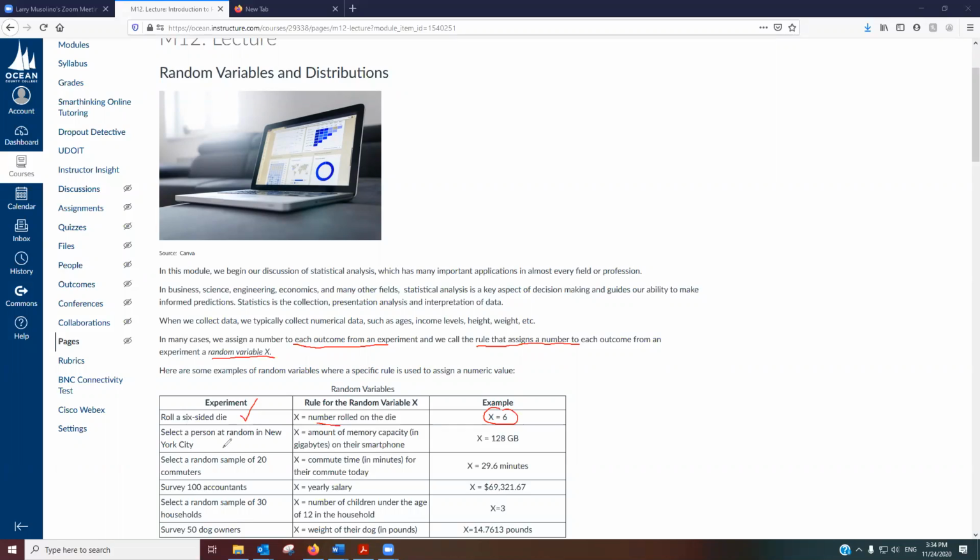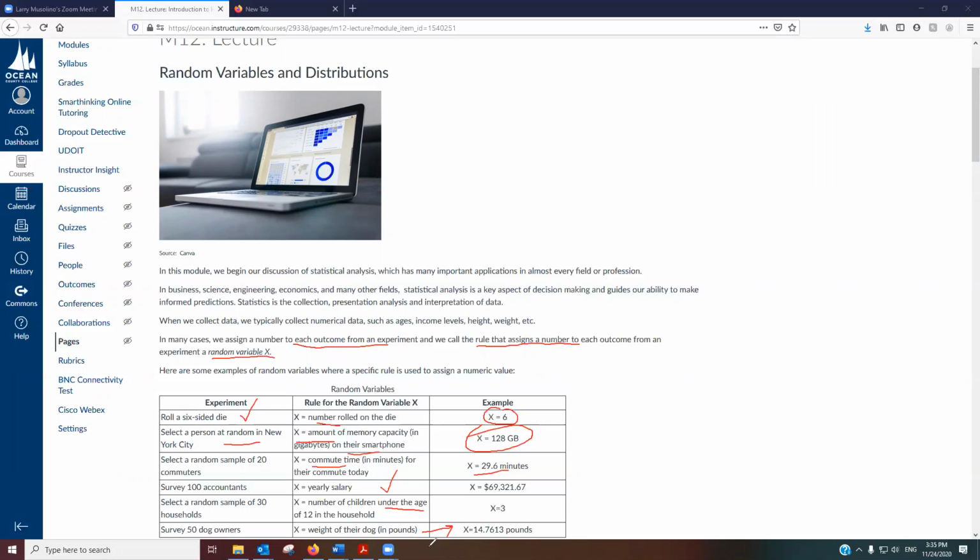How about if I select a person at random and X is the amount of memory on their smartphone? So maybe X is 128 gigabytes, for example. Maybe X is the commute time in minutes for people to commute to work. Maybe X is the yearly salary. Maybe X is the number of children in a household, or maybe X is the weight. So it's really up to me to decide how I want to assign this random variable for each outcome in some experiment.